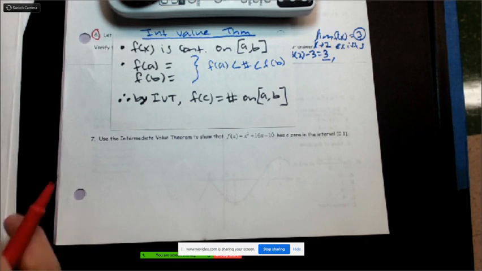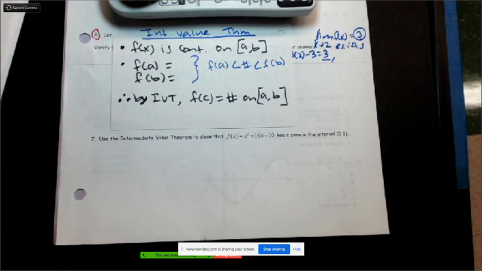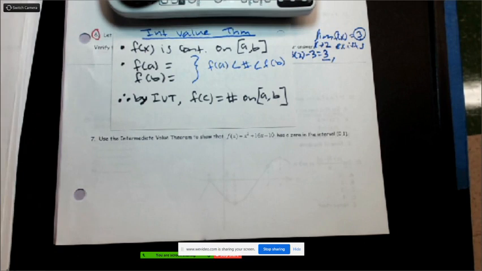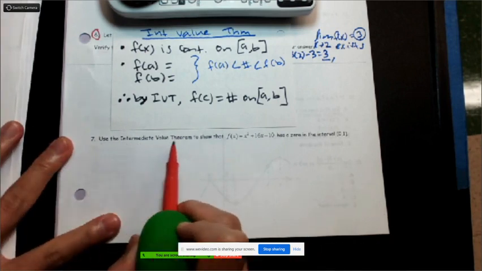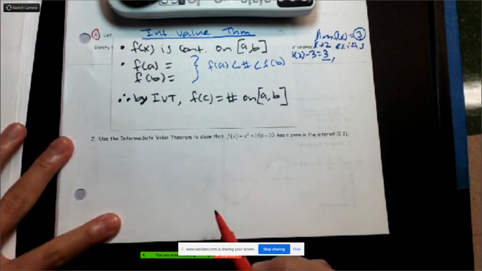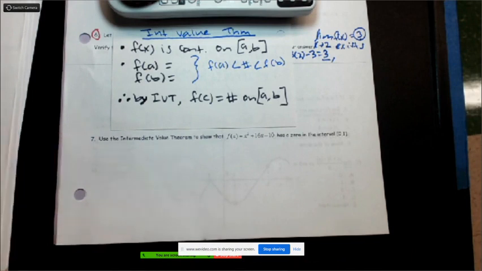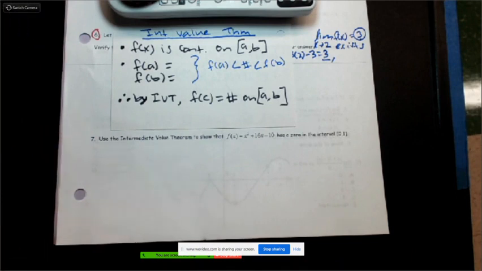Okay, number 7 says intermediate value theorem. That basically says I have the low end, I have the high end. Is my number really in between? That's all that it means. Okay, so looking at this, it says use intermediate value theorem to show that the following has a 0. Now it's saying prove that it has or not. So basically we know we can go ahead and use it.